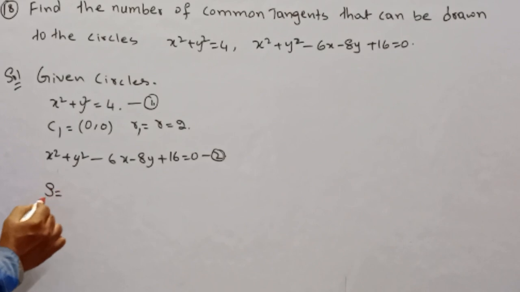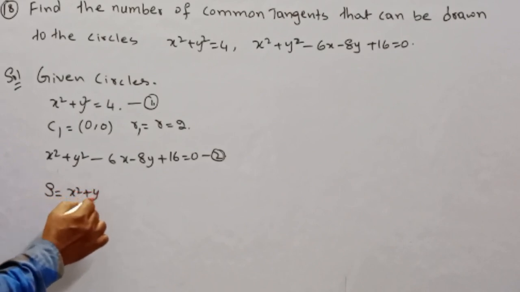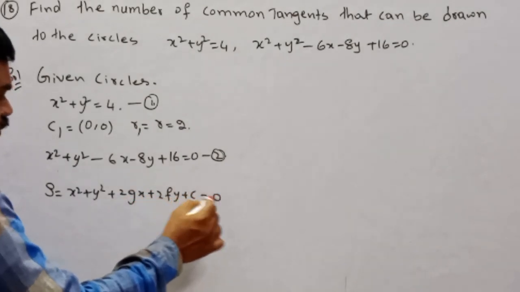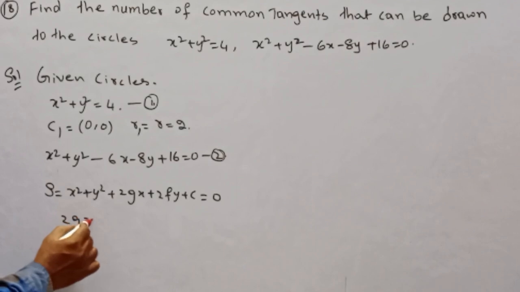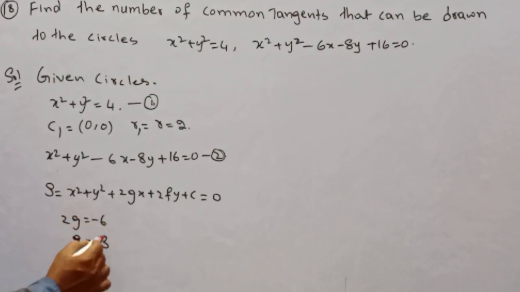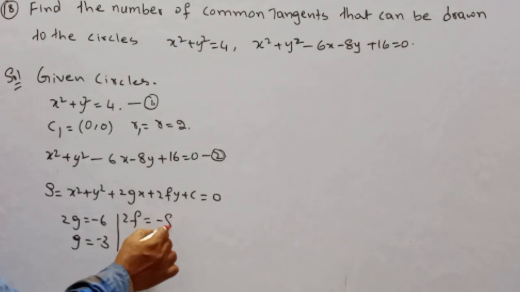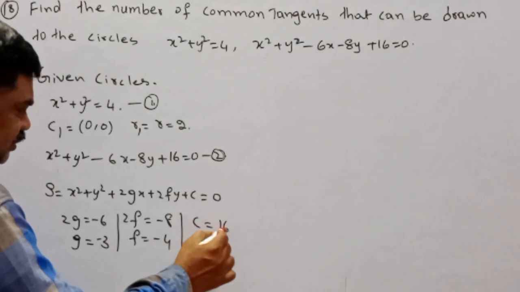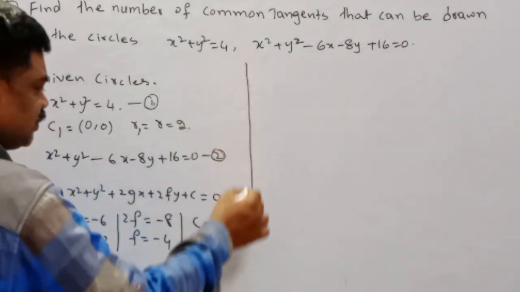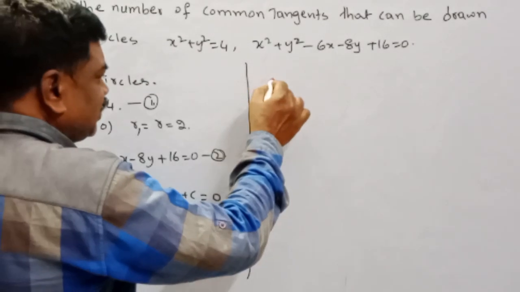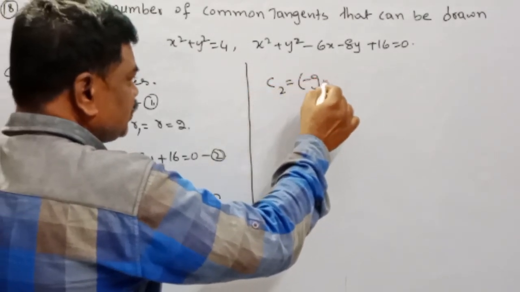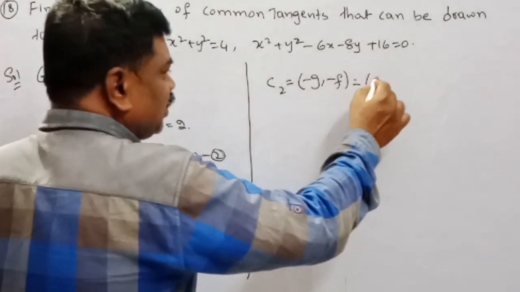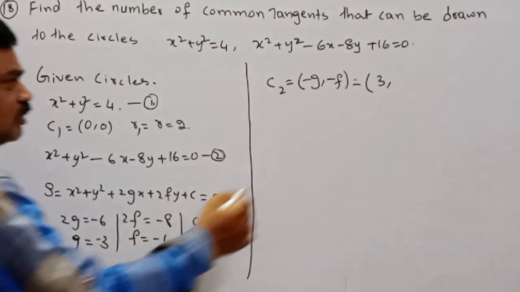Here you compare this circle with S is equal to x square plus y square plus 2gx plus 2fy plus c equal to 0. Then 2g is equal to minus 6, g is equal to minus 3, 2f is equal to minus 8 and f is equal to minus 4 and c is equal to 16. So the center C2 is equal to minus g comma minus f, which is 3 comma 4.